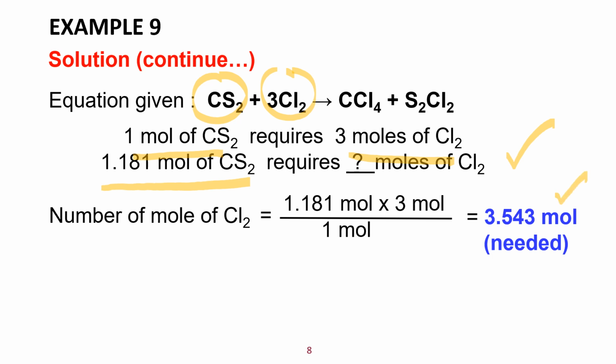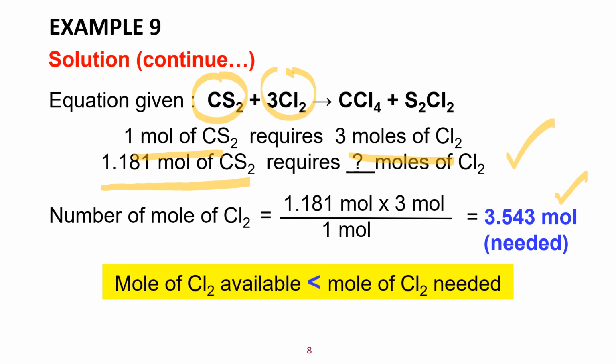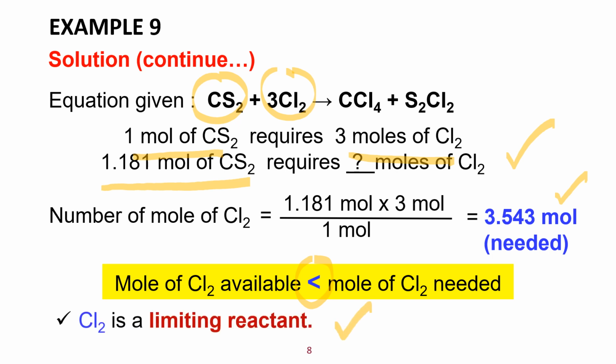By comparing the number of moles of Cl2 available with the number of moles of Cl2 needed, it shows that the number of moles of Cl2 available is less than the number of moles of Cl2 needed. Thus, we can conclude that Cl2 is the limiting reactant.